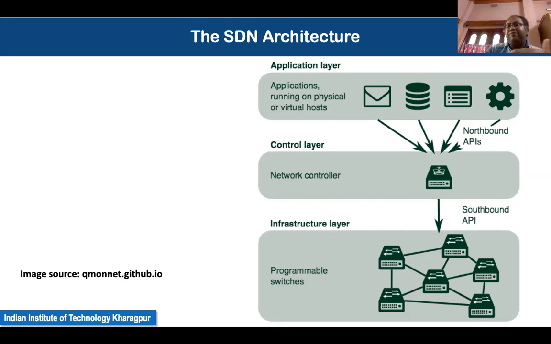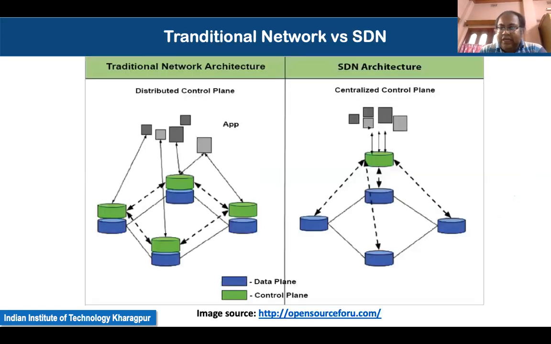Now, with the help of this architecture, you can implement a firewall engine on top of your network controller, and that firewall engine will accordingly set the TCAM rule, and that TCAM rule can be installed in the programmable switches. So here is the difference between your traditional network architecture and the conventional SDN architecture.